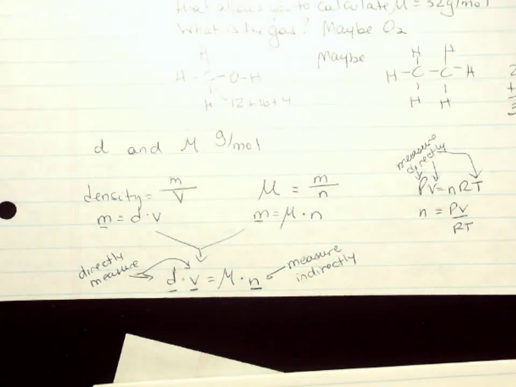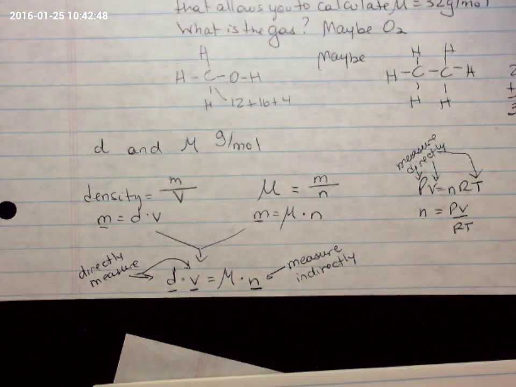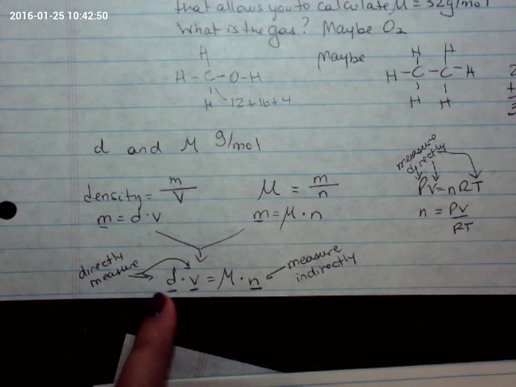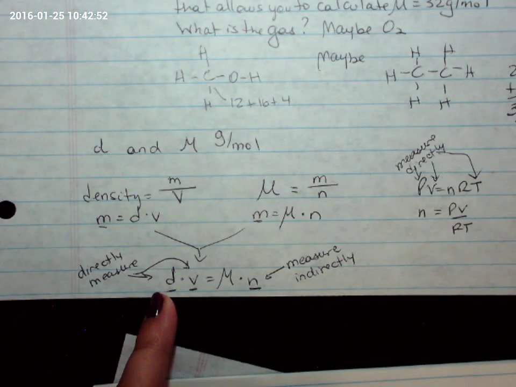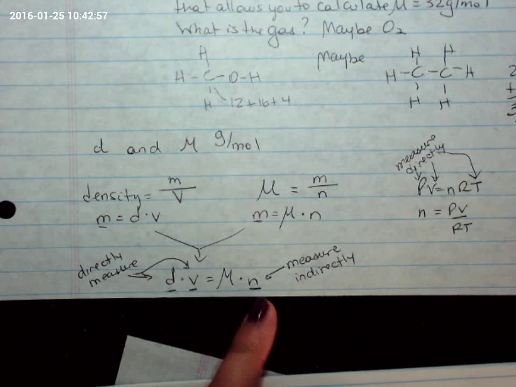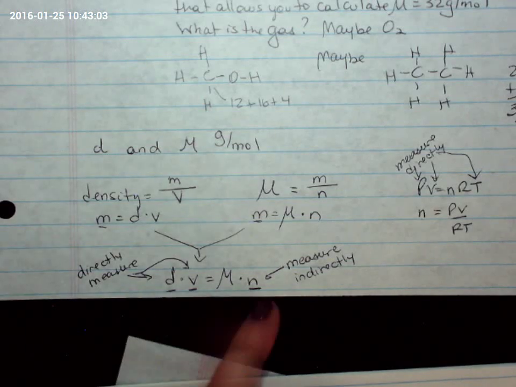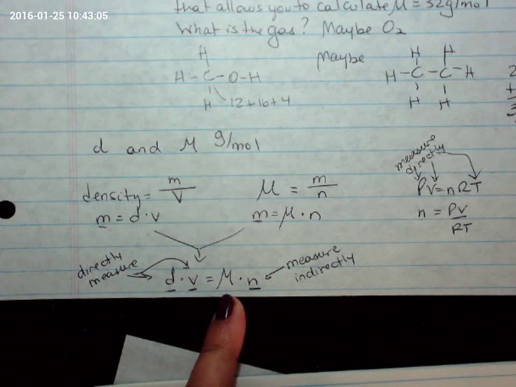we're going to do this experiment next week. You're going to use this equation. The density of a gas you can measure directly. The volume of a gas you can measure directly. The number of moles of a gas you can measure directly. I've got the instrumentation to do that. So if you can measure this, this, and this, it'll give you the molar mass. All right?